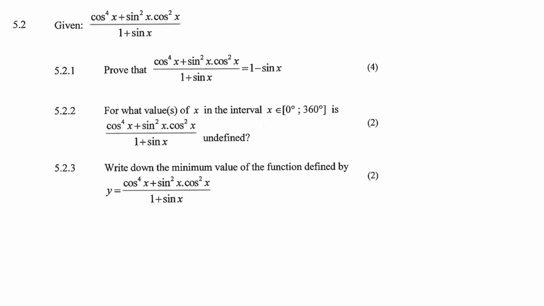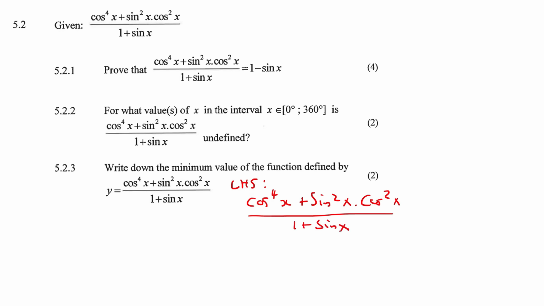Given cos to the power of 4x plus, and so on, prove the identity. Right, so here is our identity that we need to prove. I'm definitely going to work on the left-hand side. So we could say left-hand side. And now we've got cos to the 4 plus sin squared x times cos squared x over 1 plus sin x. Right, first thing I would do at the top is take out a common factor from these two terms. The common factor would be cos squared x, and then what you would be left with is another cos squared x plus.